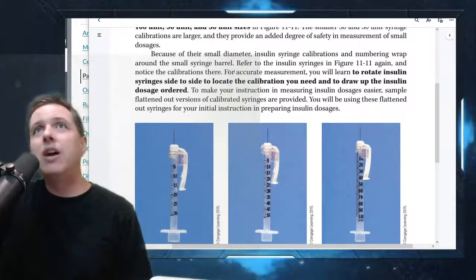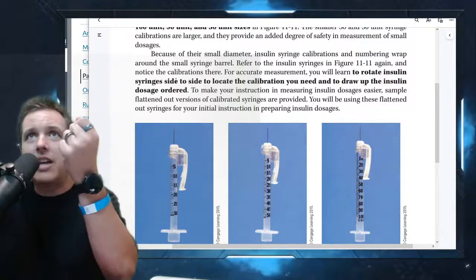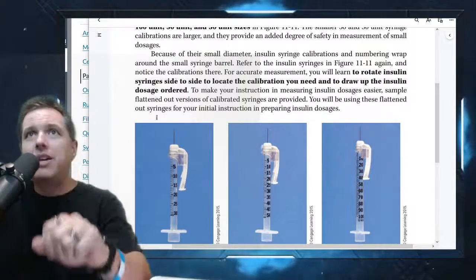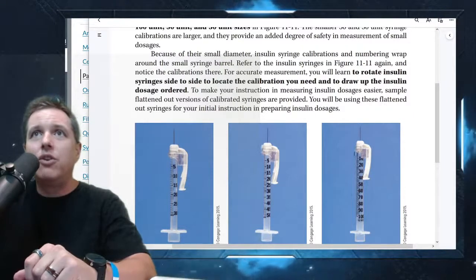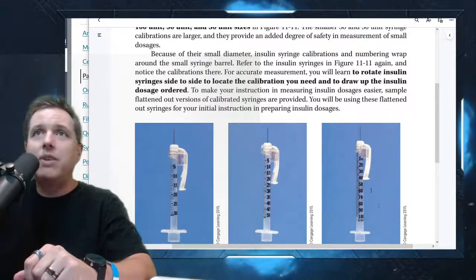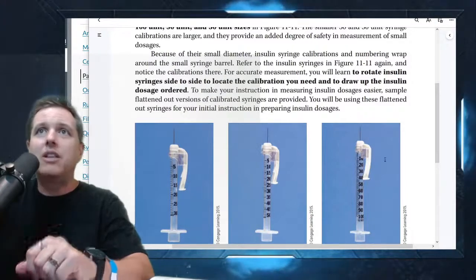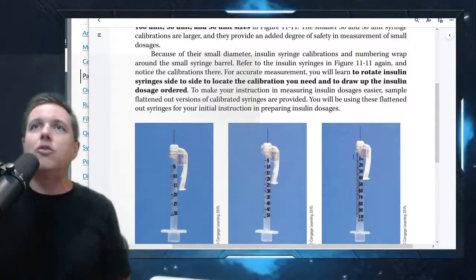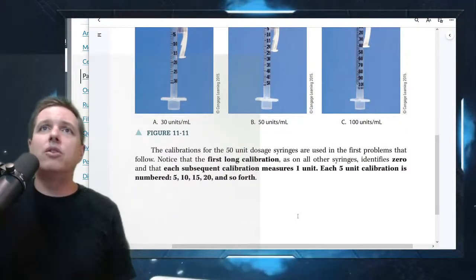And they say sometimes you have to rotate insulin syringes side to side in order to locate the calibration that you need. Because you can see, it's hard to see everything at once. Like here, if we look right here, we're just seeing numbers. We can't really see the gradation. And then over here, you kind of see the gradation, but not the numbers. So you might have to move it a little bit in order to do that. Not always, but we'll take a look here.